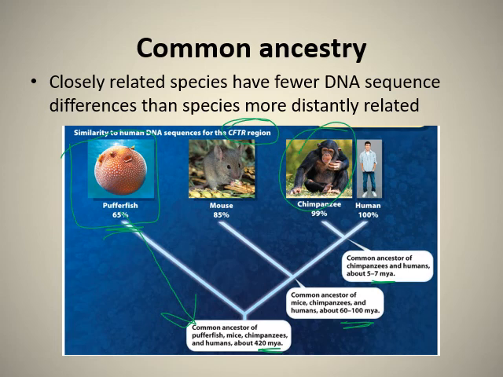So again, the more closely related, the fewer DNA sequence differences that you'll see, the more differences you'll see, the more distantly related. So we've got quite a few differences between us humans and these pufferfish, as well as even these mice. Although 85%, 65%, and 99% are all still pretty large similarities.